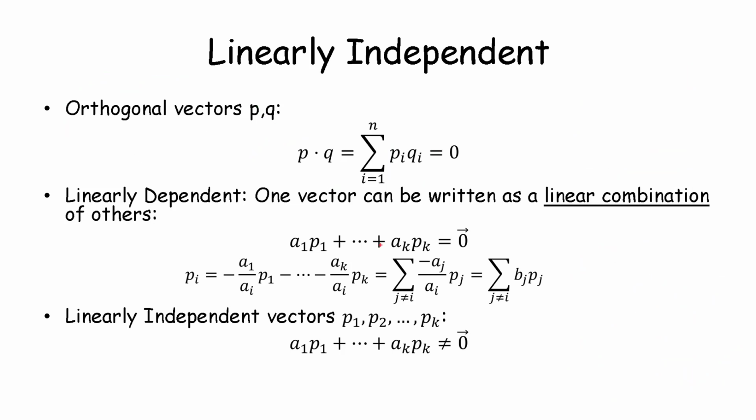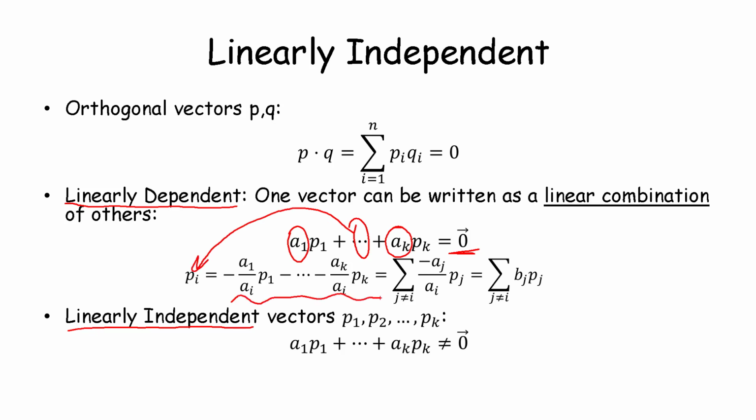If you have a set of vectors denoted as p1, p2 all the way to pk, they can be linearly dependent or linearly independent. They are linearly dependent if you can find constants a1, a2 all the way to ak such that when you multiply them with the vectors and add them up, you would end up with the zero vector. If a set of vectors are linearly dependent, that means you can pull out any one of them and write it in terms of the other vectors.